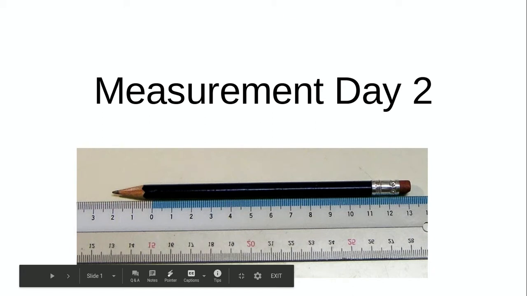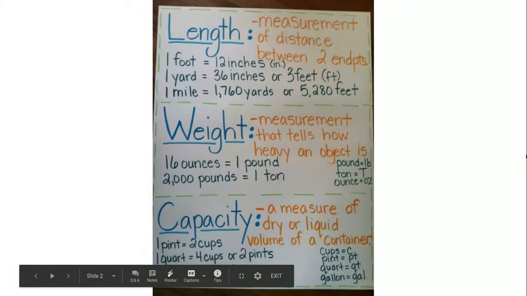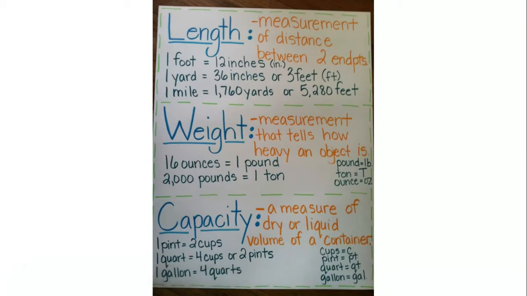Okay, measurement day 2. So there are different ways that we can measure things. We can measure length, that's the distance between 2 points. That's what we're focusing on now. Next, we will focus on weight, which is how heavy an object is. So things like pounds and tons and ounces. And capacity, and that's the word that I've been talking about the last couple of weeks. That is how you measure a liquid. So a measuring cup and some other things like that are different tools to measure capacity. But today, we're going to continue being focused on length.